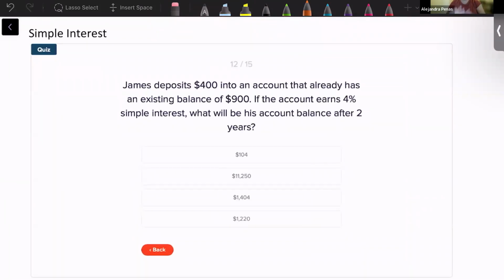All right, so with simple interest, there is a formula. Does anyone know the simple interest formula? I equals PRT. Yes. I equals P times R times T. I is the interest. This is the principal. This is the rate, which is always going to be given to you as a percent, and you need to write it as a decimal, which means you just need to divide it by 100. And the time, which is always going to be in years.